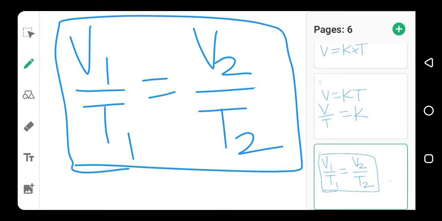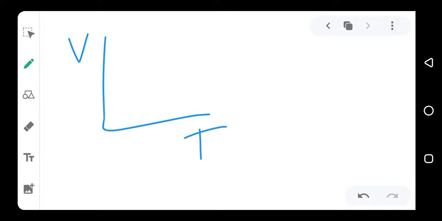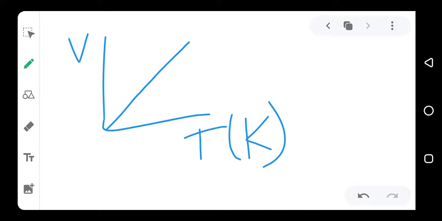Now the graphical representation of the Charles law. In Charles law, the volume and temperature are varying. So we have a graphical representation of volume and temperature, volume up and temperature down. Now, if the temperature is in Kelvin, we have two basic units for temperature, Kelvin and degrees Celsius. Now, the graph goes like this, starting from the origin, it goes up.